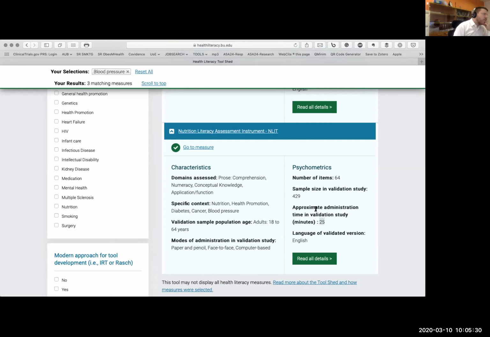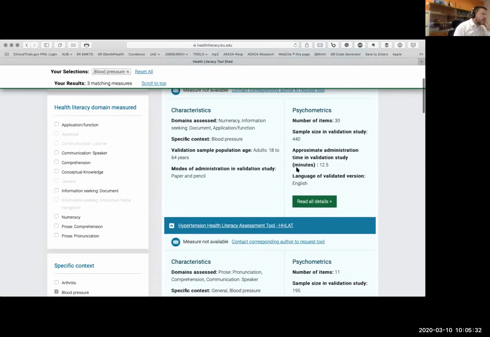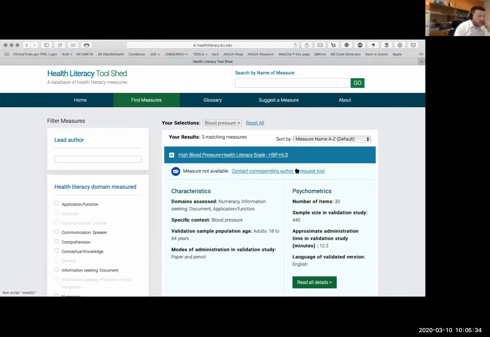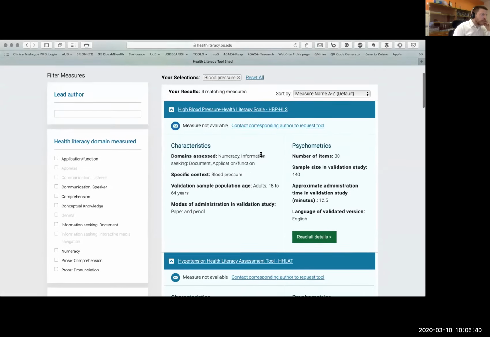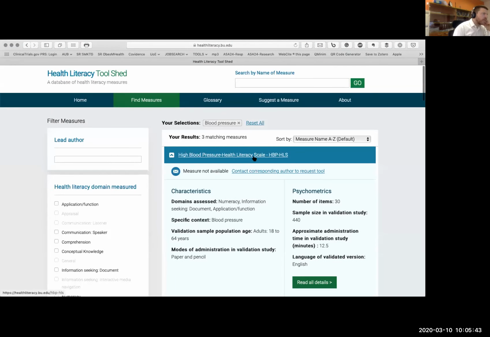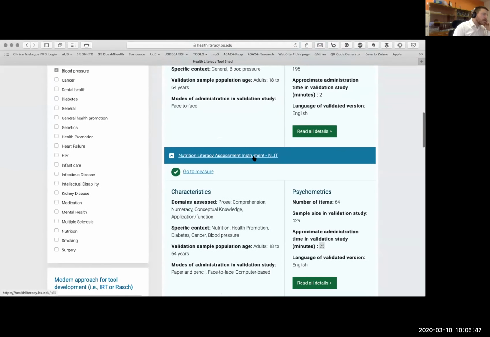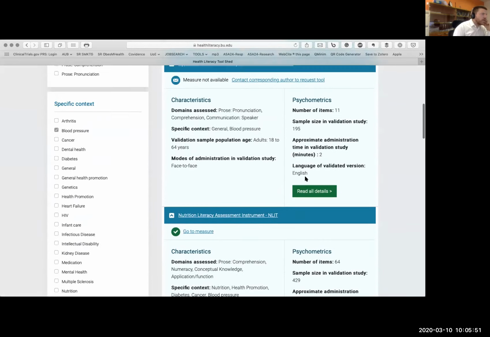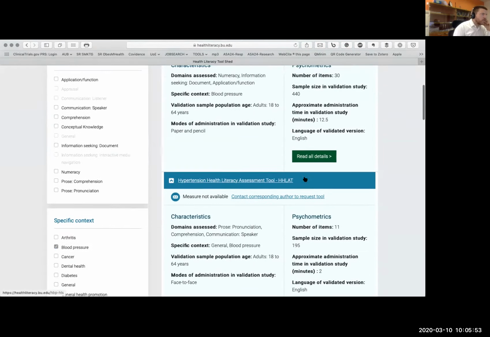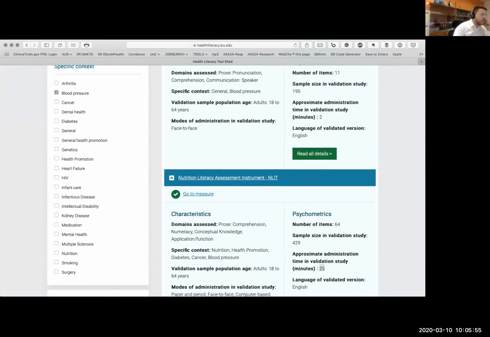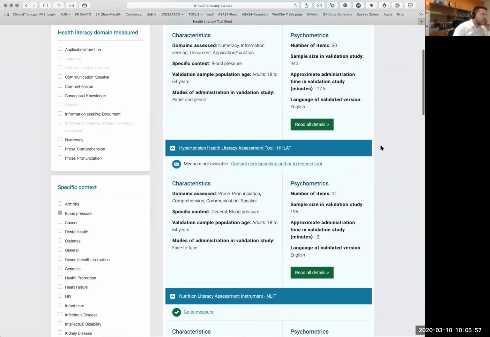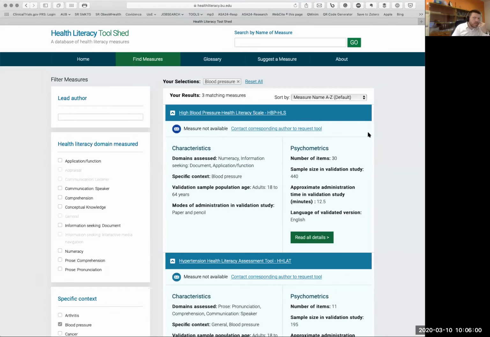So let's say you want to do a study. You're talking about blood pressure among patients. You want to do a campaign to improve the conditions of patients with high blood pressure. So you have to decide what instrument you should use to assess high blood pressure literacy. And here you have three options. So how would you choose? What are the considerations that you might have in this context? Who wants to share ideas?